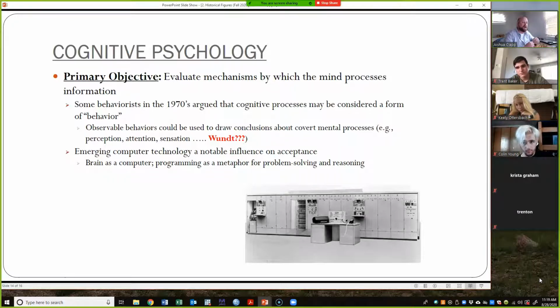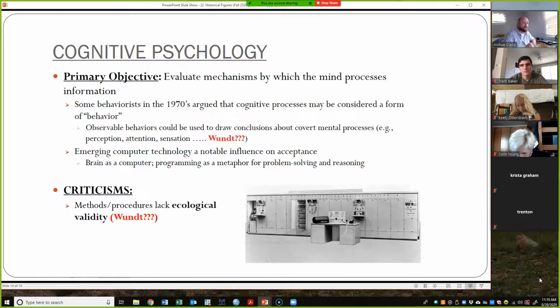So again, computers and technology started to advance this field, and thinking about the brain as a computer. It's not a perfect metaphor, but it's okay. It does an all right job in terms of thinking about how our brains go through problem solving, reasoning, and things along those lines.